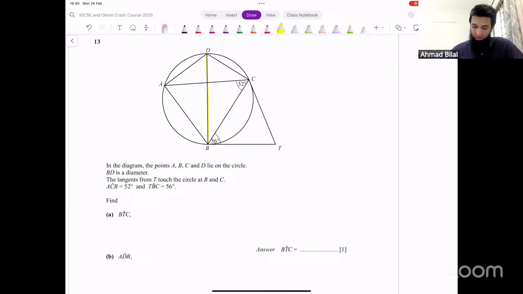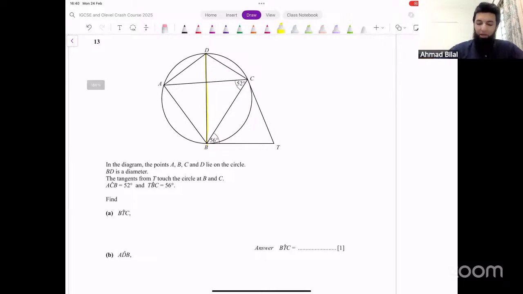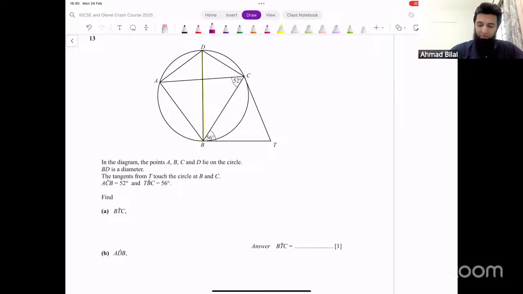Okay. ACB is 52 degrees. You've got those two angles given. Now, if BD is a diameter, let's mark some angles quickly, which are easy to figure out. This angle is supposed to be 90 degrees because this is the angle made by the diameter. And similarly, this whole angle should also be 90 degrees because again, it's the angle made on the circumference by the diameter. So these two angles have to be 90 degrees.